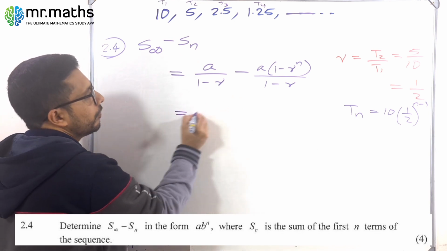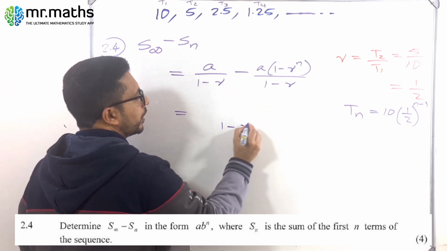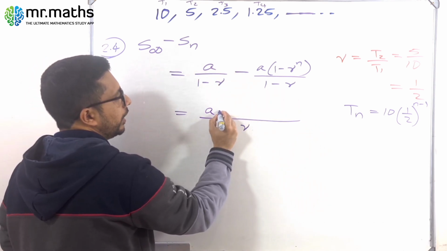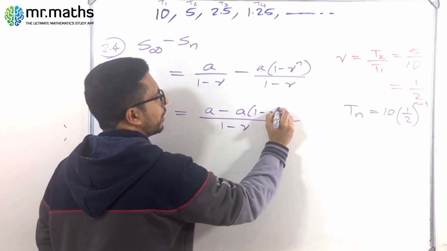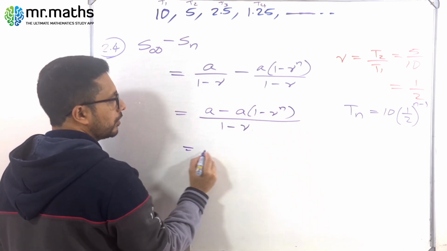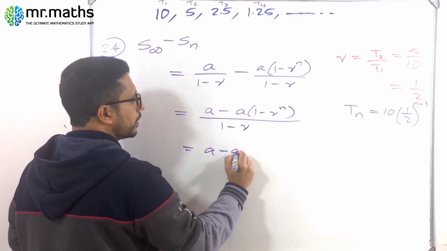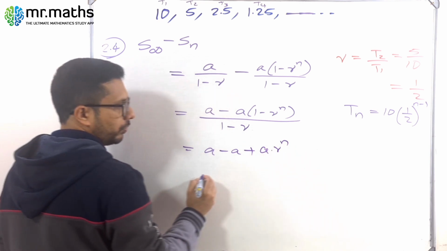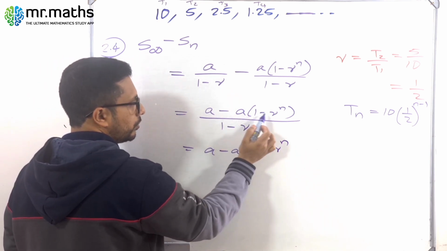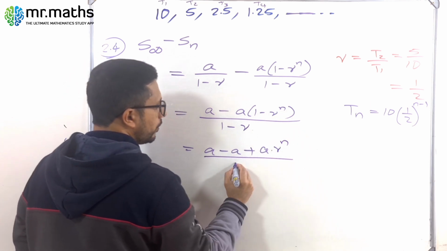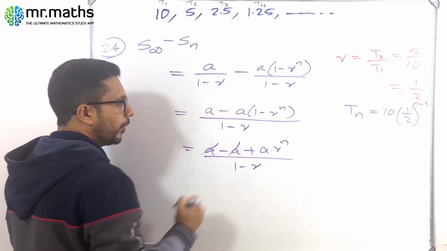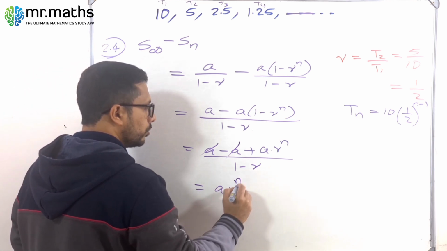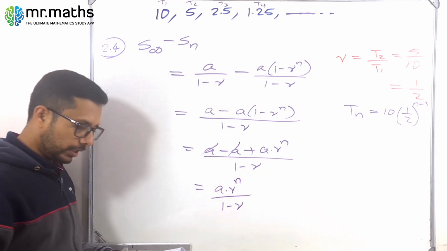So here you can see 1 minus r is a common factor. So take that common factor 1 minus r, the same denominator. You can just write the numerator as it is, a minus a into 1 minus r raised to n. Expand the bracket. So it is a minus a into 1 is minus a, into minus r, so it is plus a into r raised to n, since minus into minus is plus. Divided by 1 minus r. So here you can see minus a and plus a cancel. What is remaining? a into r raised to n divided by 1 minus r.